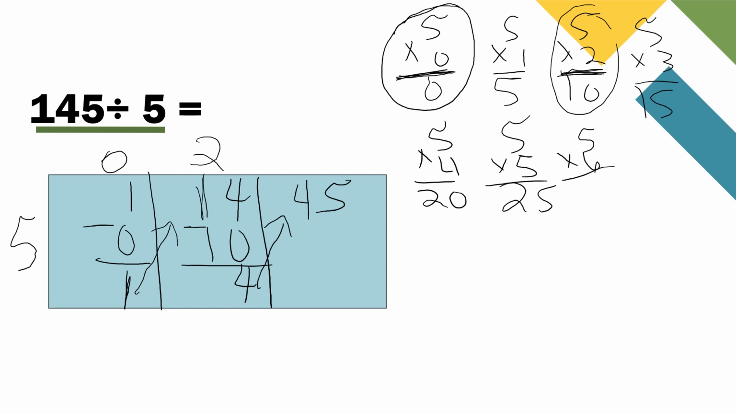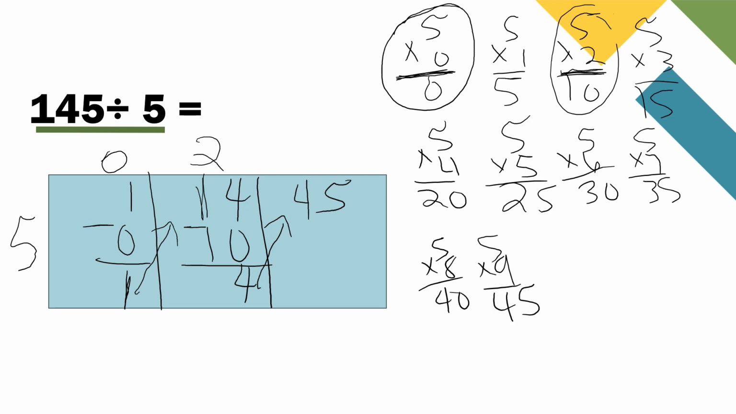5 times 6, 30. 5 times 7, 35. 5 times 8, 40. 5 times 9, 45. There's the number I want. What's touching the top of my line? So what touches the top of my box? What's touching the bottom of my line? What goes at the bottom of the box?